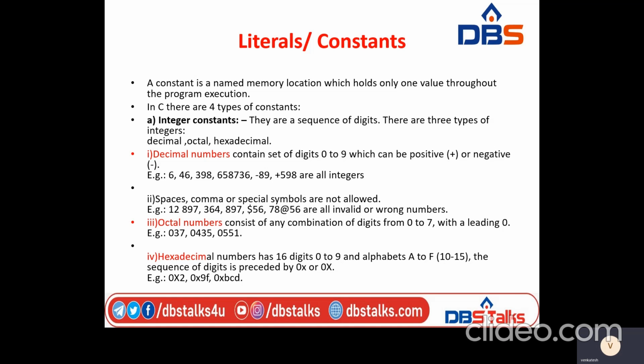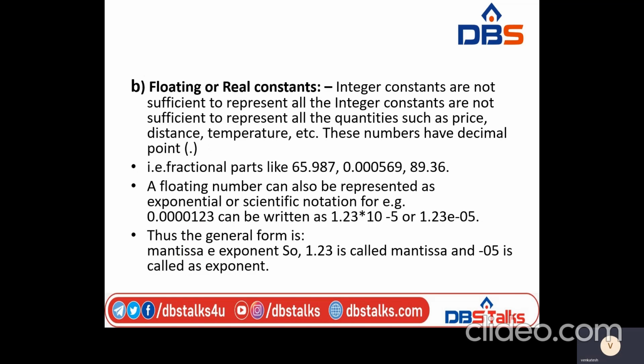The entire hexadecimal number may use 0 to 9, and I am going to use A, B, C, D, E, F, that is from 10 to 15. It is an integer constant. So next one is the floating constant, or real constant.